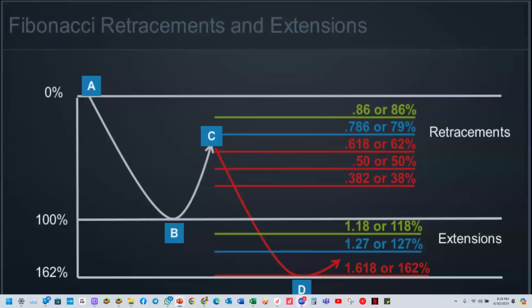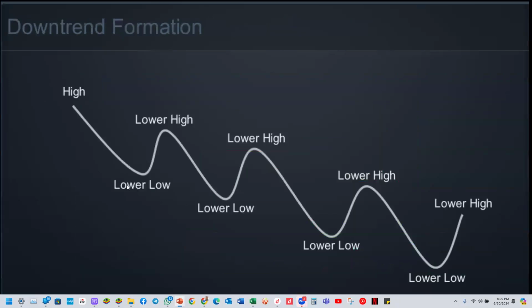Once the market has gone to D, let me go back to the previous slide. This is what I'm saying. The market must create this, the market must create this, the market must create this, and then the market must create this. Once the market has created these four points, this four-point structure is what we refer to as a price swing.